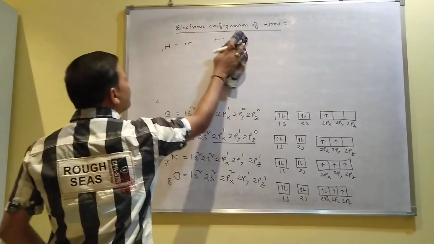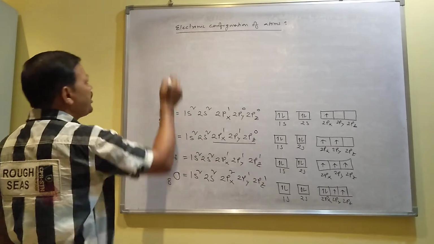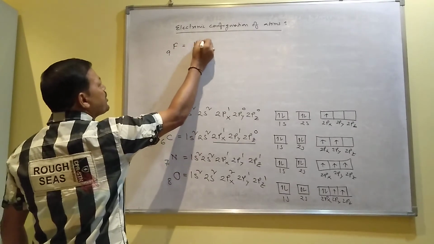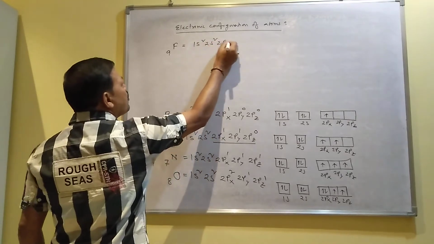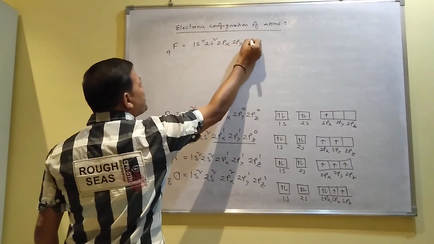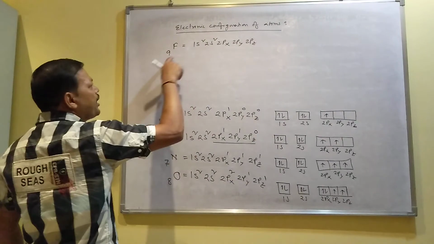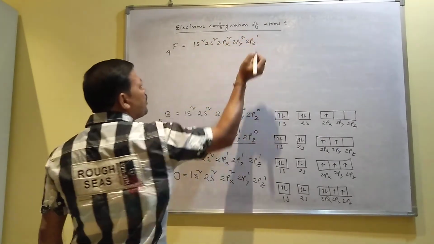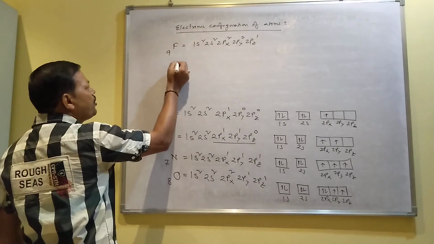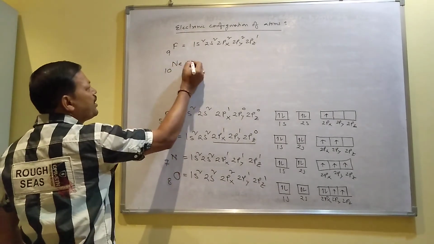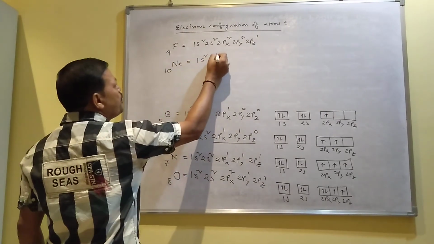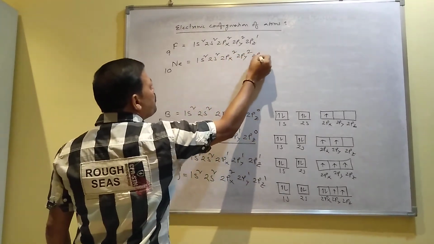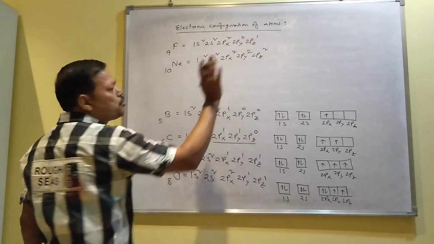Now after nitrogen and oxygen comes fluorine, atomic number 9: 1s2, 2s2, 2px, 2py, 2pz. Fluorine 9, 2 plus 2 is 4, another 5. So here 2, here 2, here 1. In case of neon, its atomic number is 10: 1s2, 2s2, 2px2, 2py2, 2pz2.